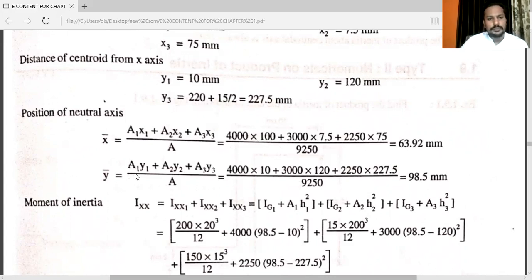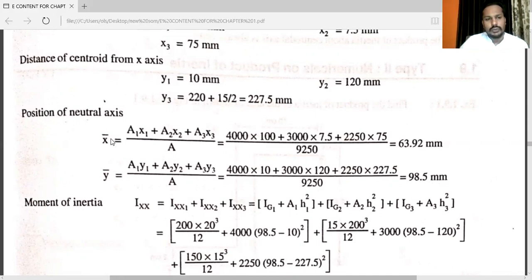To calculate y bar, a1 y1 plus a2 y2 plus a3 y3 upon summation of entire area. That is a1 plus a2 plus a3 is nothing but total area A. So y bar is equal to a1 into y1 plus a2 into y2 plus a3 into y3 upon summation of entire area. So again, we have the value of a1 y1, a2 y2 and a3 y3. We have all the values. You have to put all the values in the formula and you have to calculate the answer. The answer is 98.5 mm.